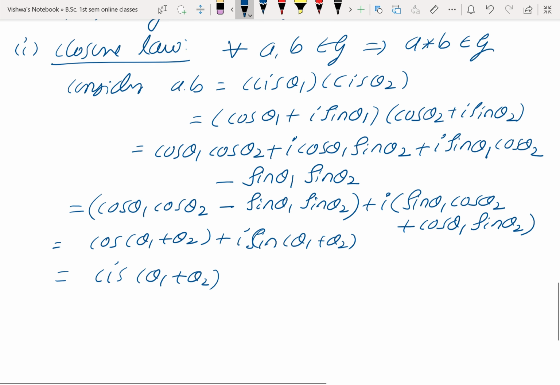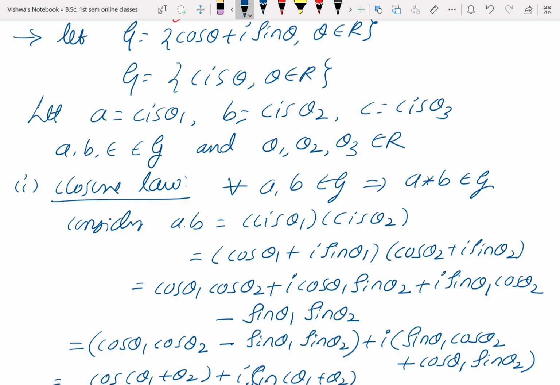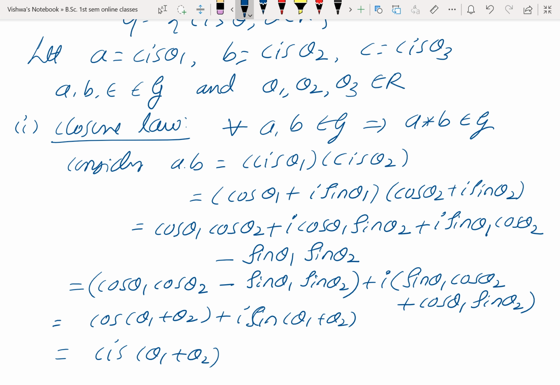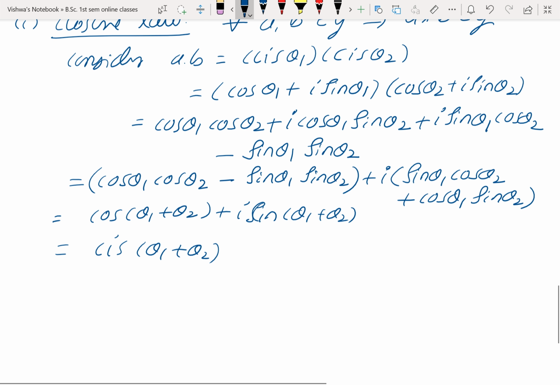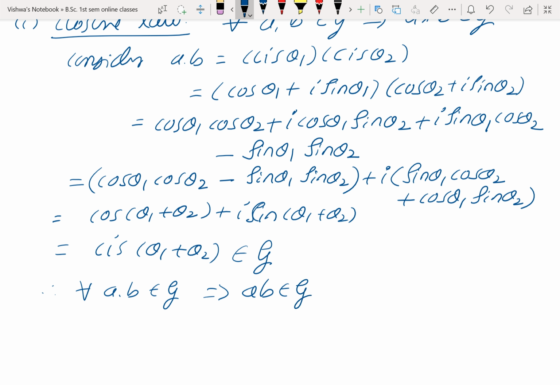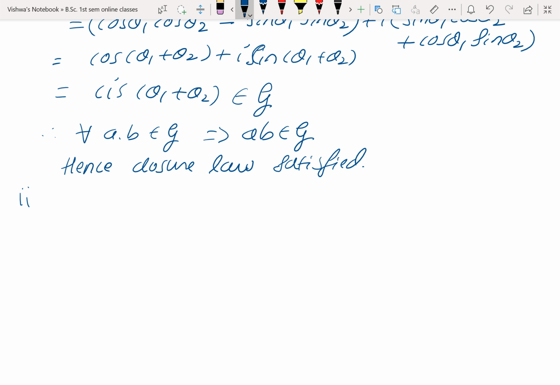So here in the given set G, all the elements are of the form cis theta, where theta is a real number. So therefore here A into B becomes cis theta 1 into cis theta 2. Then after simplification we got cis theta 1 plus theta 2, where theta 1 and theta 2 are real numbers, then the sum of them is also a real number. So therefore cis theta 1 plus theta 2 belongs to the given set G. Therefore for all A comma B belongs to G, it implies A into B belongs to G. Hence closure law satisfied.